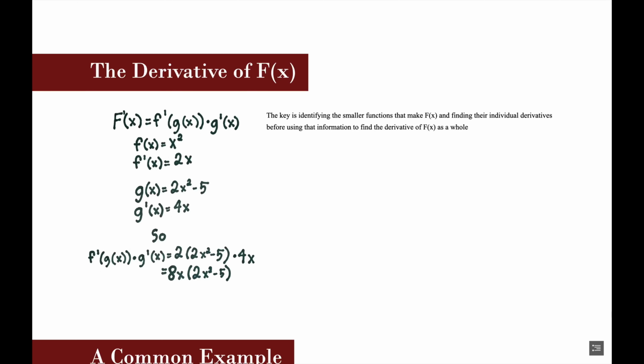X squared differentiated becomes 2x, and 2x squared minus 5 becomes 4x. Once we have all of these individual parts, our job becomes as simple as placing them into the equation shown at the top. So the derivative of capital F of x is equal to 2 times 2x squared minus 5, which is then multiplied as a whole by 4x. This can then be simplified a bit by actually multiplying the 4x in to get 8x times 2x squared minus 5. This could then be further drawn out by more multiplication, but we will choose to leave it at this for simplicity.